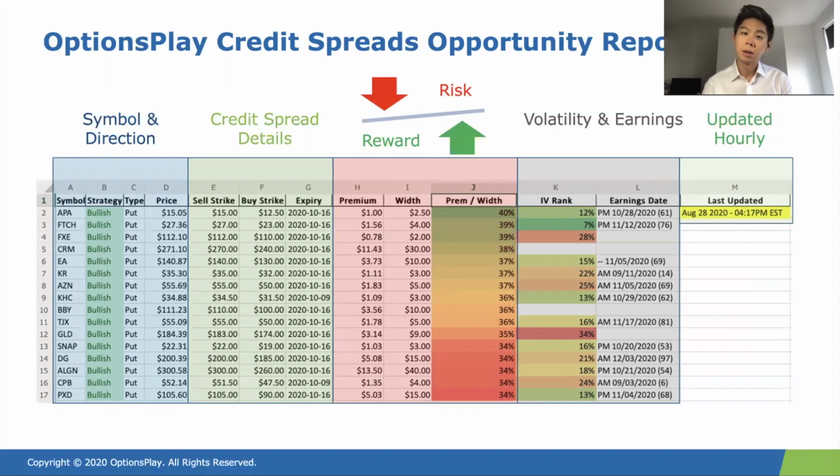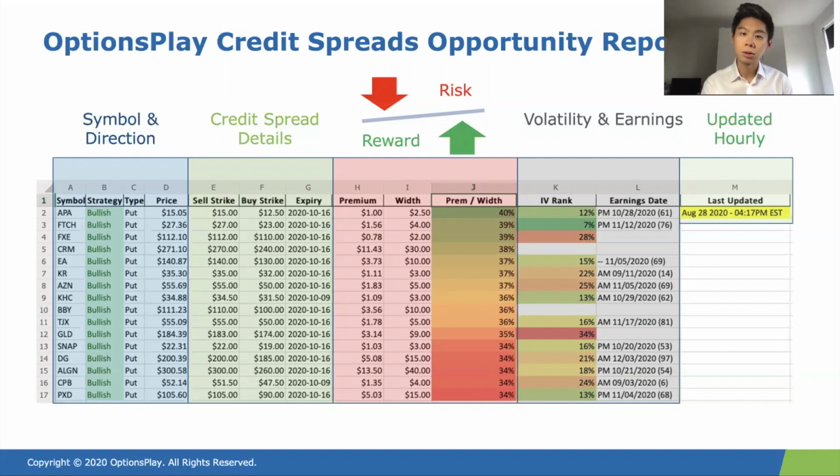And lastly, most investors that sell credit spreads like to know a few different indicators, such as volatility and earnings. So it's important that you know what the volatility is with the IV rank, and also when the next earnings report is, using the next earnings date. And we have the earnings date, whether it's an AM or PM earnings date, and how many days to expiration.